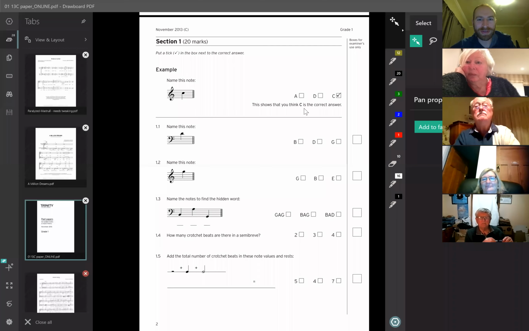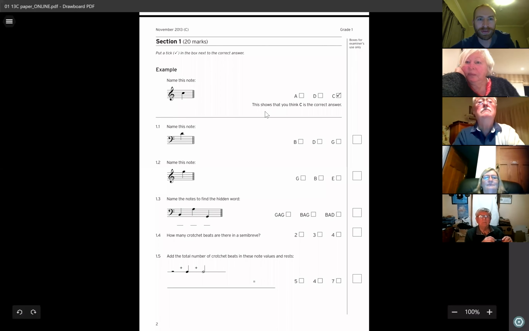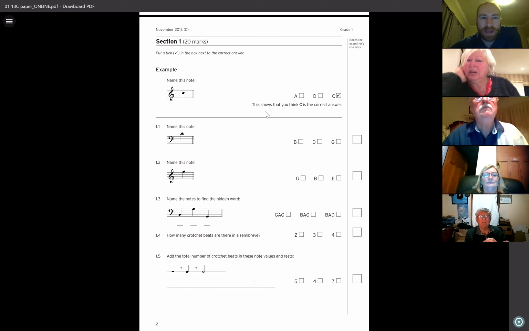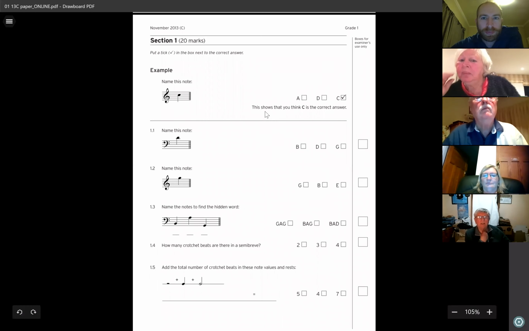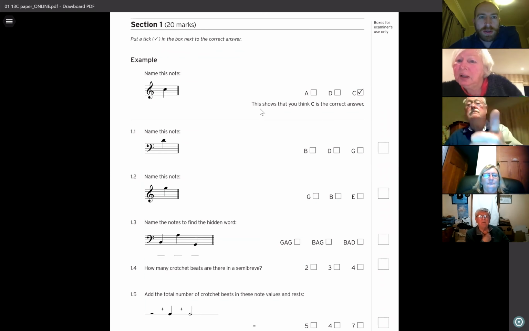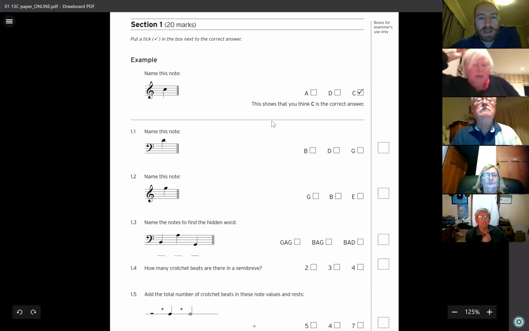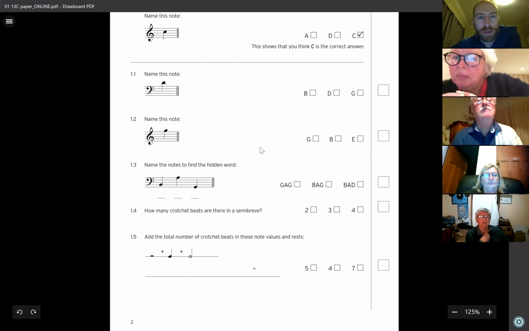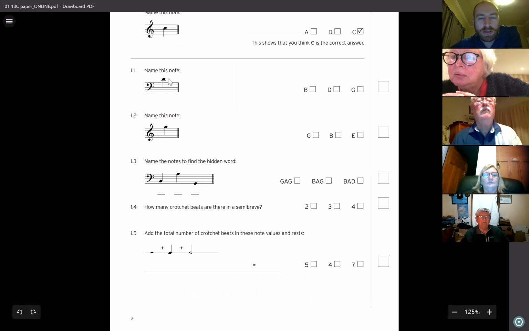Okay, so can you see the exam paper on your screen? Yep, can see that. Okay, so section 1 is sort of multiple choice. Put a tick next to the correct answer. They've given you an example, name this note. C is the correct note, right? So that's pretty easy. Is this B, D, or G?